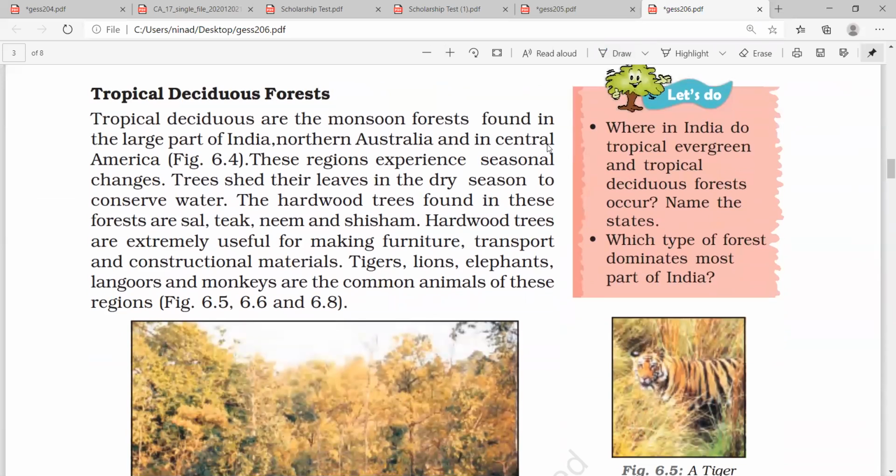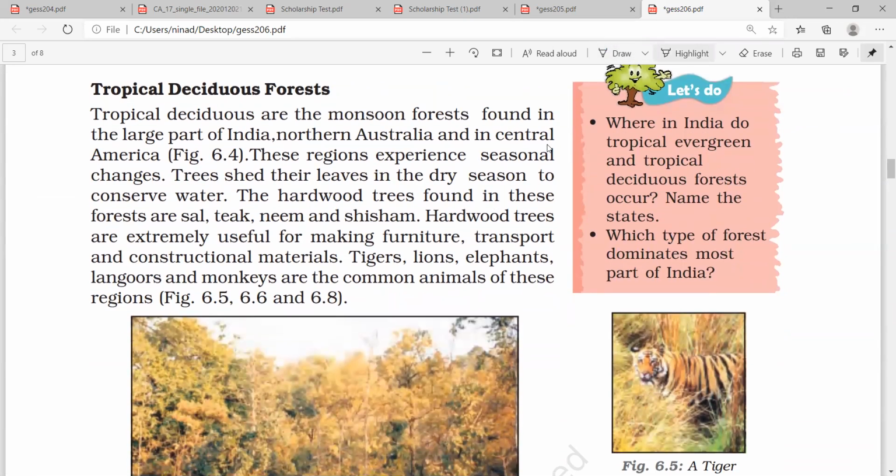Now, tropical deciduous forest. When the word deciduous comes, it means that trees shed their leaves simultaneously in the dry season. These forests are located where there is seasonal rainfall. Rainfall is not throughout the year. Where is the tropical evergreen forest located? Near the equator, where the rainfall is throughout the year.